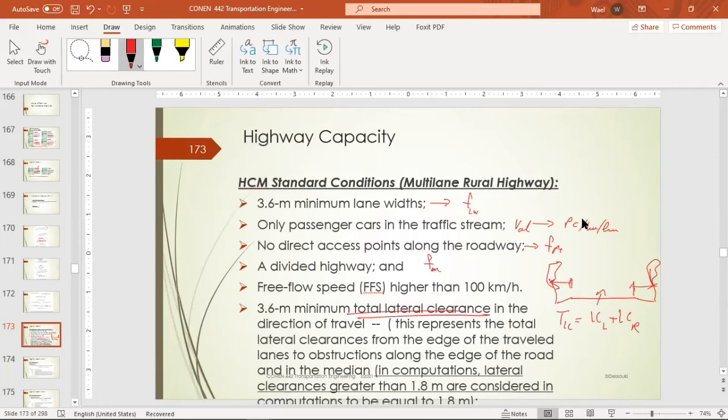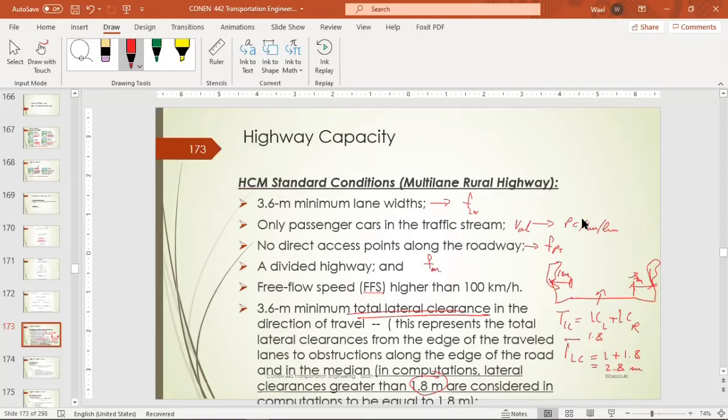Okay, and remember the maximum for the left lateral clearance and the right lateral clearance should be not more than 1.8. That means if we have 3 here and 1 here, then how much will the total lateral clearance be? What is the left? 1 meter. What's the right? 3 meter. So 1 plus 3, no, we put 1.8. So the total lateral clearance is 2.8 meters.